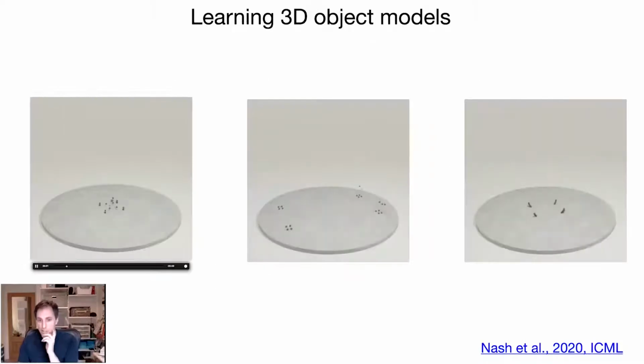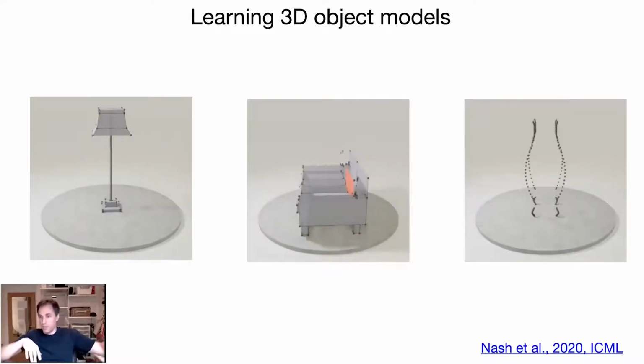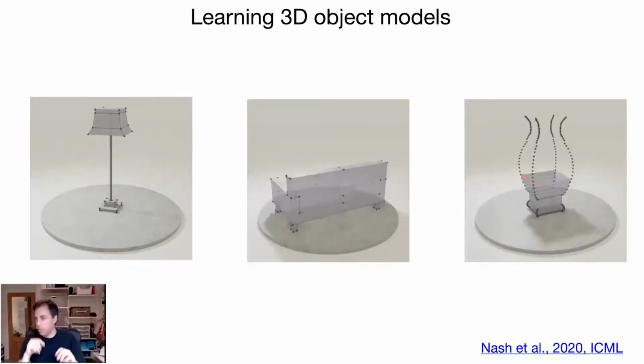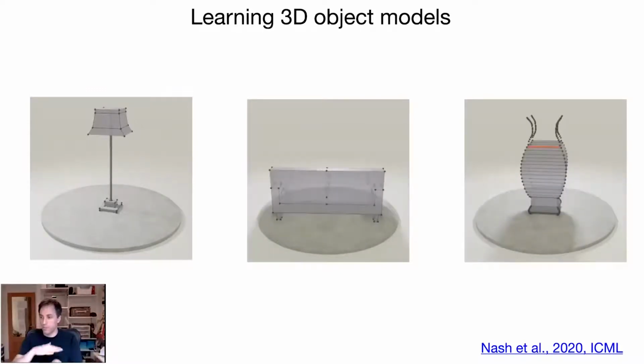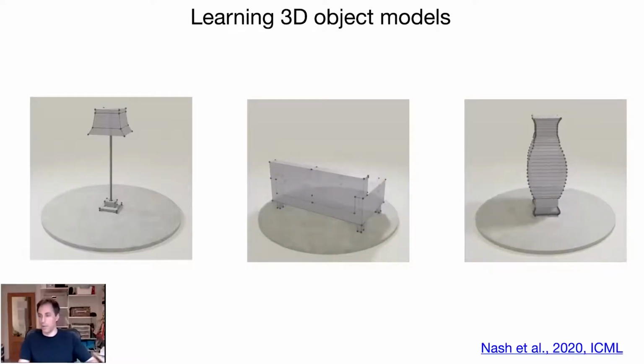Here's the model in action. So here you can see it generating the vertices, and then it's going to generate the faces. On the left you've got a lamp, in the middle a couch, and on the right some kind of vase thing. The way he serializes the vertices is just from bottom to top. So that's why the model creates the thing from the ground up.